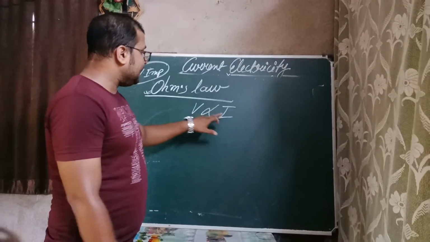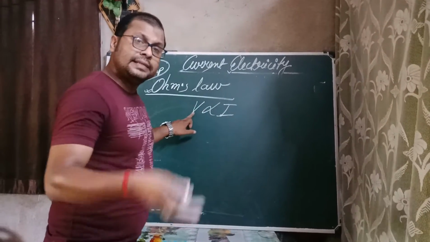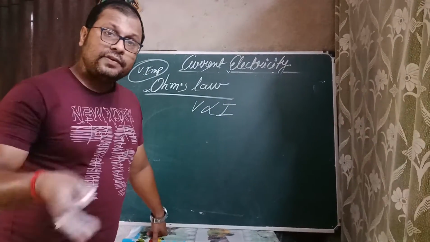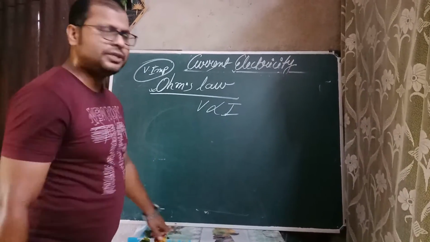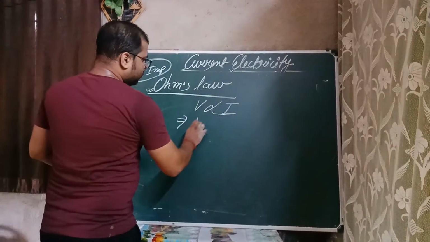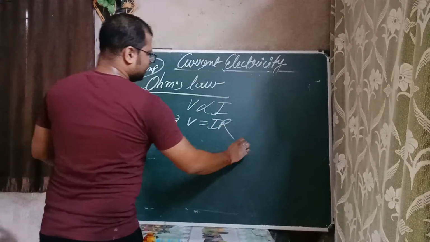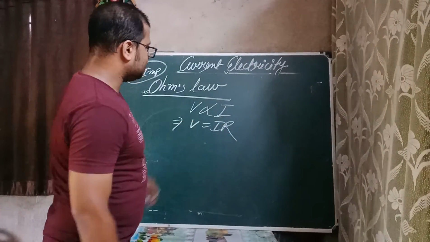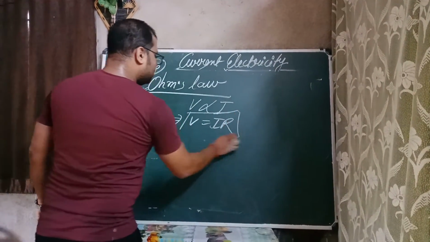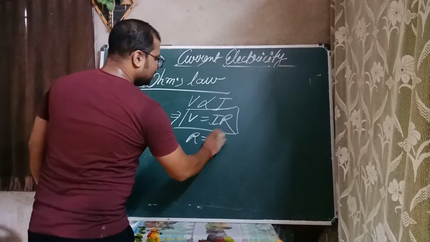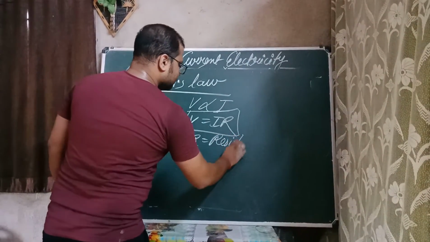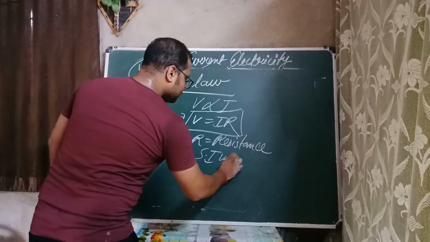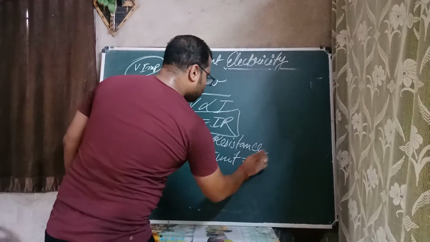It means if the potential difference increases, the voltage increases, then the current will also increase. Very simple relationship. So V equals IR. We removed the proportionality sign and kept the equals sign, so we have kept a constant. And R is what? Resistance, as I told you. The SI unit of resistance is what? Ohm.